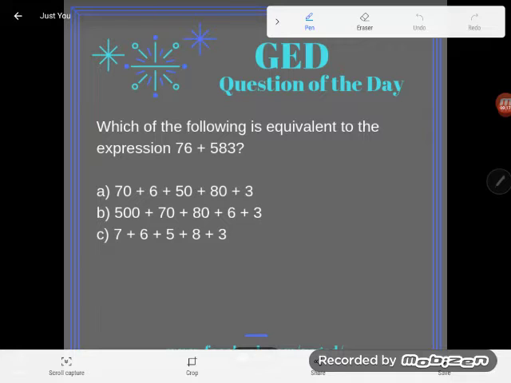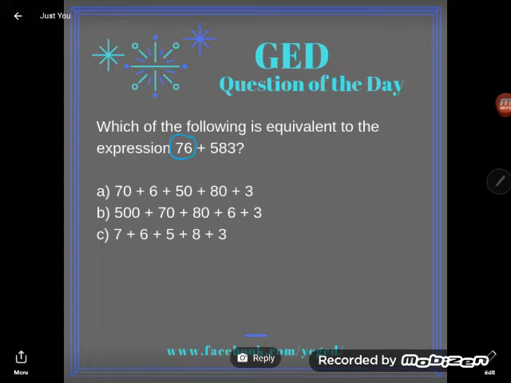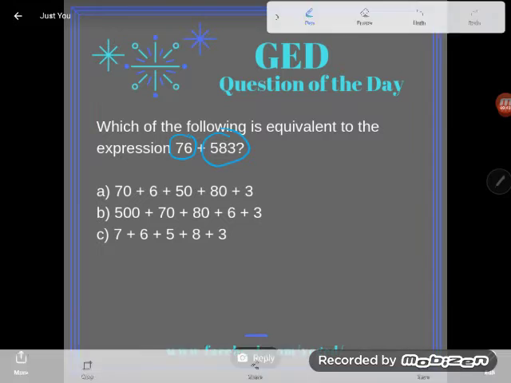It says, which of the following is equivalent to the expression 76 plus 583? Now, most of you would usually just go along the side of your paper and start adding, but I want an equivalent expression. If you take a look at these answers here, you can see that my answers seem to have gotten even more complicated than my problem, if you think about it. What I'm really looking for here is for you to grasp the understanding of what 76 means and what 583 means.